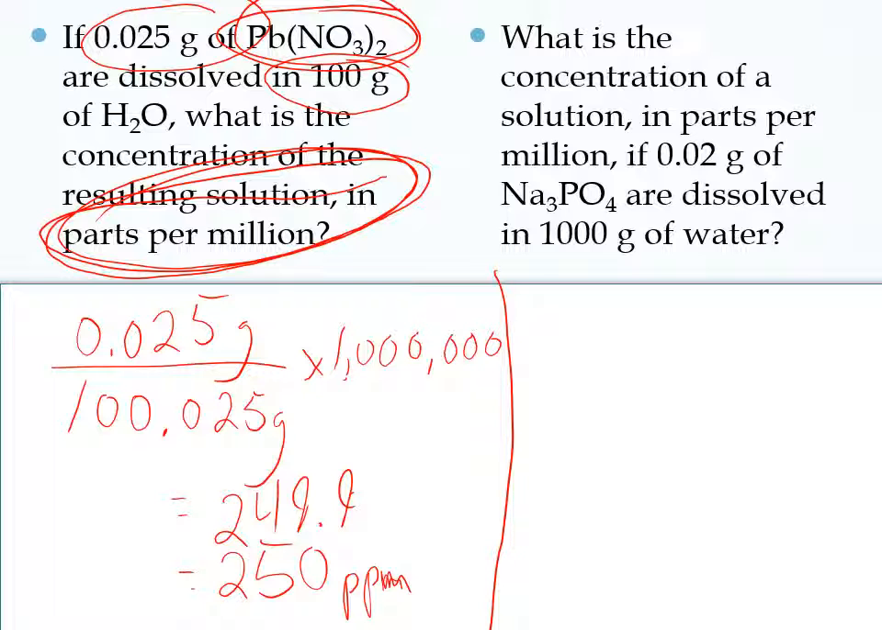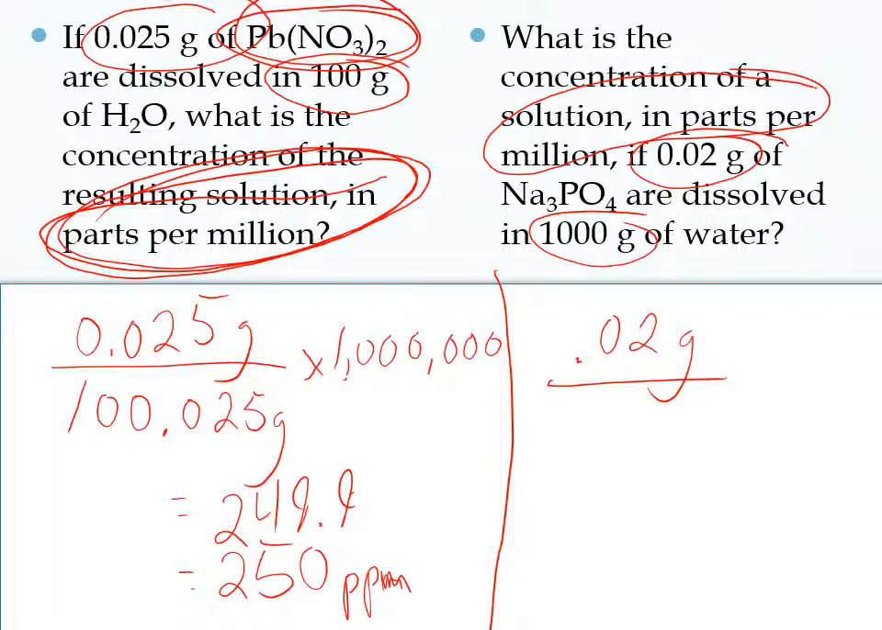For the second and final question, very similar. What's the concentration in parts per million? Again, it tells us what formula we have to use, parts per million. If 0.02 grams of sodium phosphate are dissolved in now 1,000 grams of water. So again, this is our part, 0.02 grams. And for our whole, we just add these numbers together. We're taking 1,000 grams of water and mixing 0.02 grams of sodium phosphate into that.